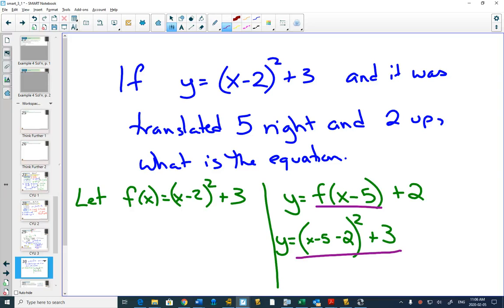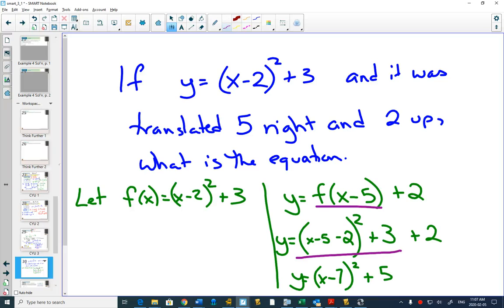That's what a function does. And then what did I have afterwards? I still had plus 2. Now if I simplify this, can you see that you would have x minus 7 in the brackets and plus 5? So here I used function notation to help me get my equation.